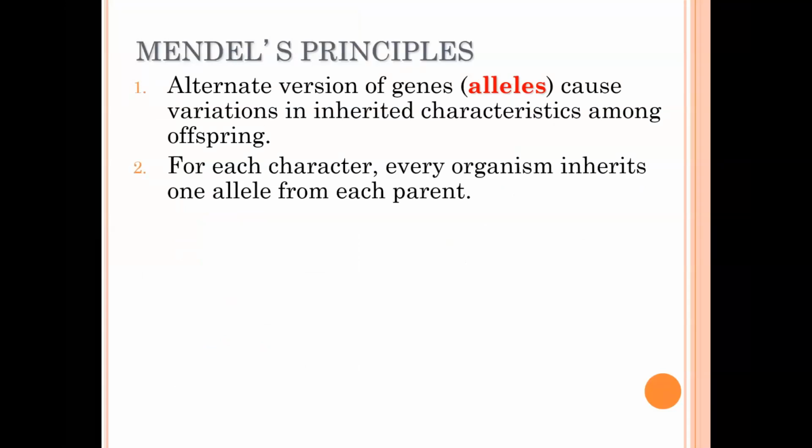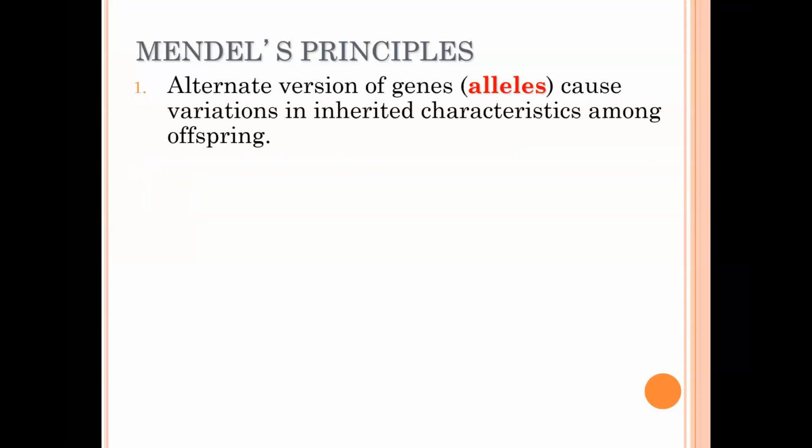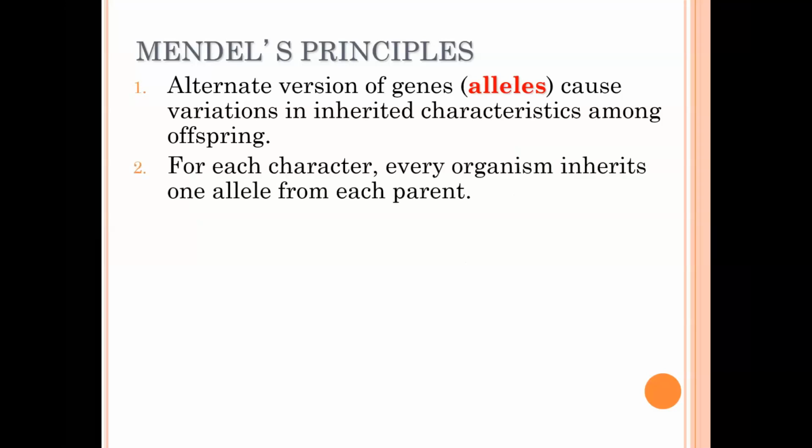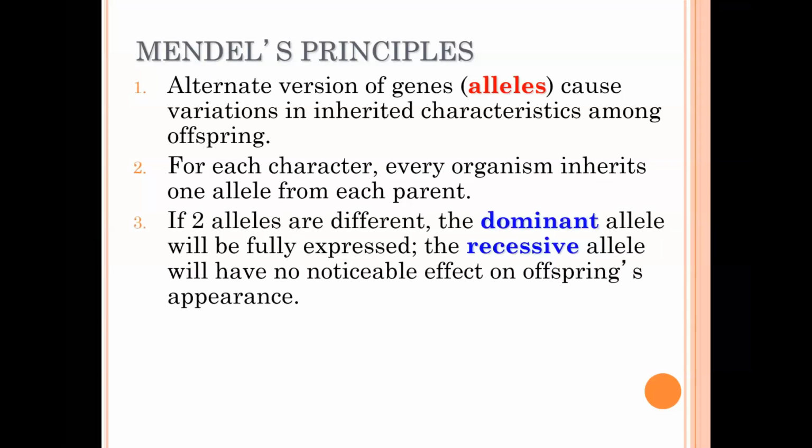So alternate versions of a gene called alleles cause variation in inherited characteristics among offspring. So you're going to fill in the word allele. For each character, every organism inherits one allele from each parent. So one is maternal, one is paternal, you have two. That's why anytime you give the letters for a trait, it's either big P, big P, big P, little p, little p, little p. There's two of them. One came from each parent.